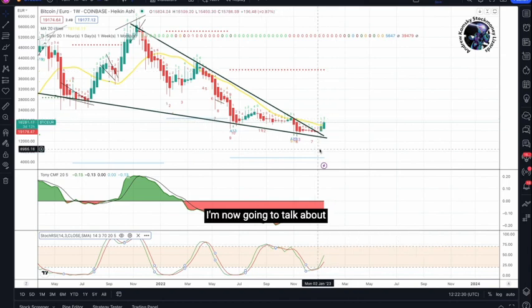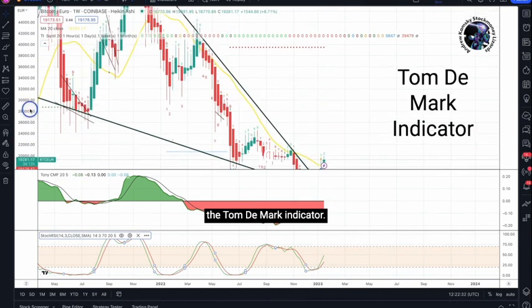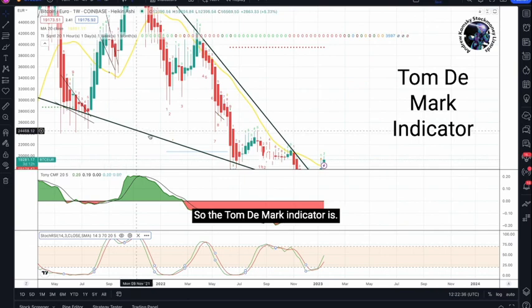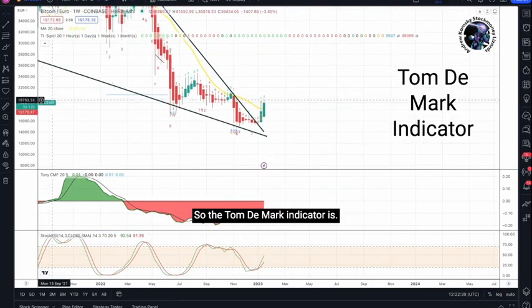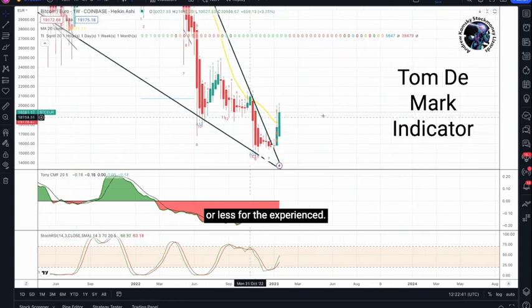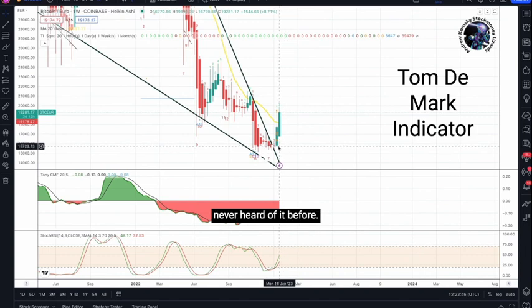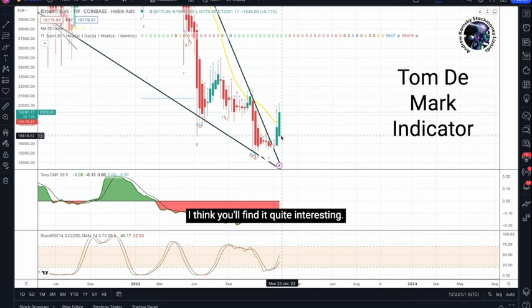I'm now going to talk about the deMark indicator. So the deMark indicator is an indicator that is more or less for the experienced. However, if you have never heard of it before, please take the time to listen. I think you'll find it quite interesting. The deMark indicator, also known as deMark, is a technical analysis tool developed by a market technician called deMark, also used famously by a legendary trader in this space, Tone Vays.